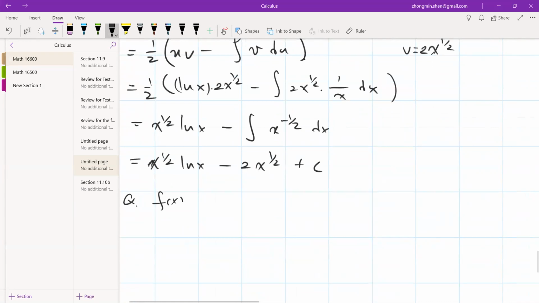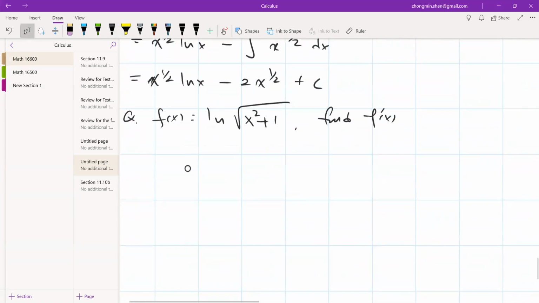So f of x equals the same, this is a typical problem. We put there, find the derivative, right? You have to find the derivative using chain rule. But I said that many times, if you see radical inside natural log, get rid of the radical first, because it's difficult to differentiate the natural log, right?